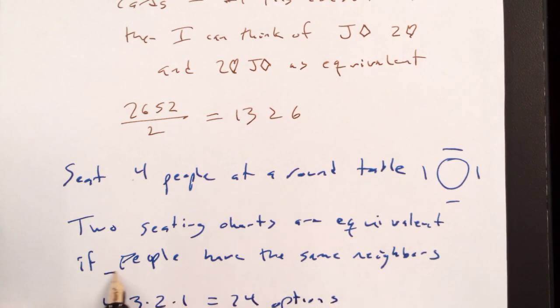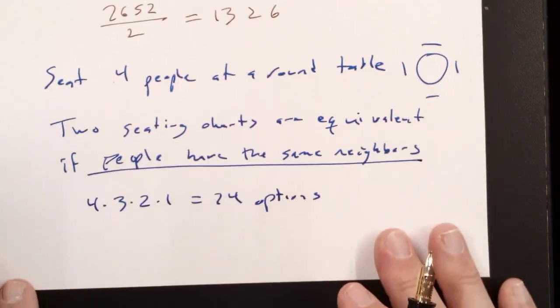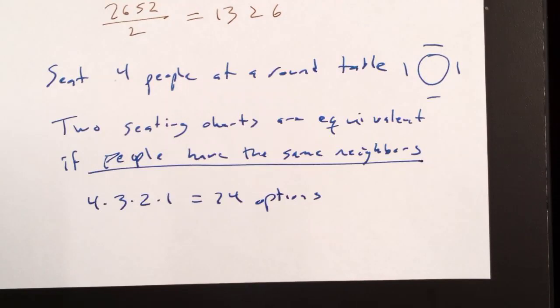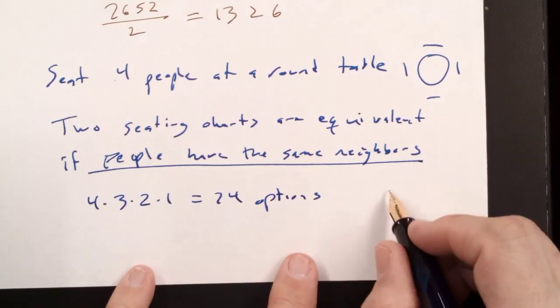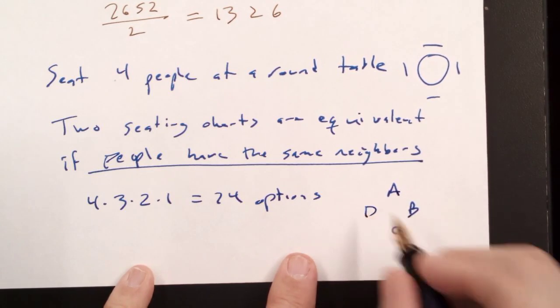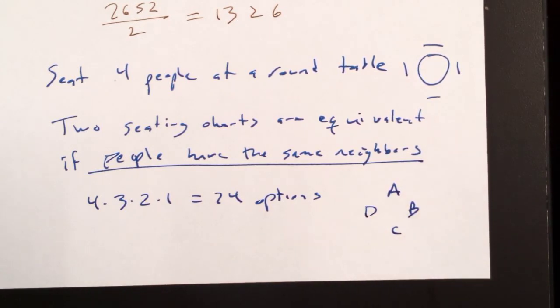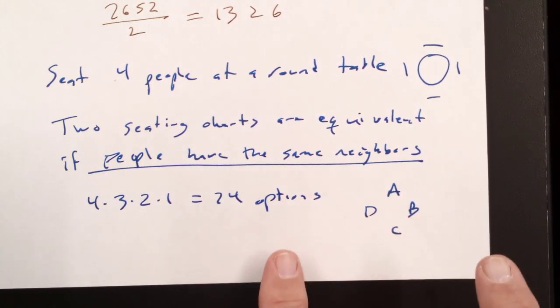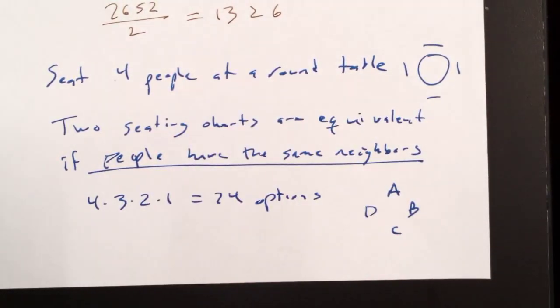But how many are equivalent? Let's consider one arrangement. I could rotate that, yes. There are 4 options if I rotate, but there are more. Well, maybe there are more, right? If I switched B and D, don't they still have the same neighbors? If I switch A and C, don't they still have the same neighbors?